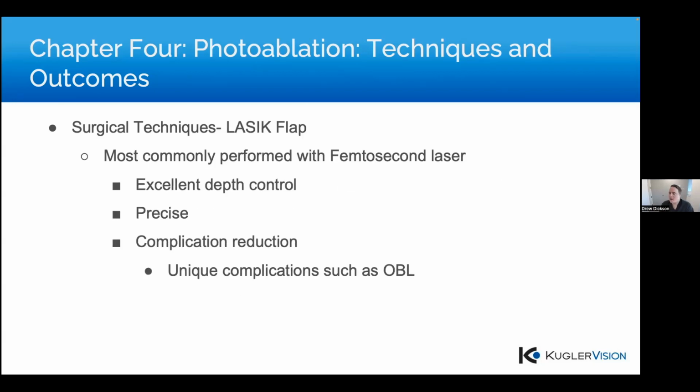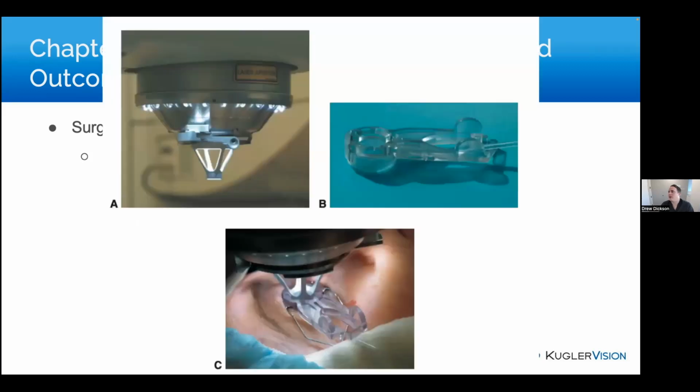For LASIK flap, most in the US at least are performed with a femtosecond laser. The lasers have excellent depth control. They're very precise, usually have less complications than microkeratomes did, but there are some unique complications, such as something called OBL, which stands for opaque bubble layer, that can form and cause issues with flap creation.